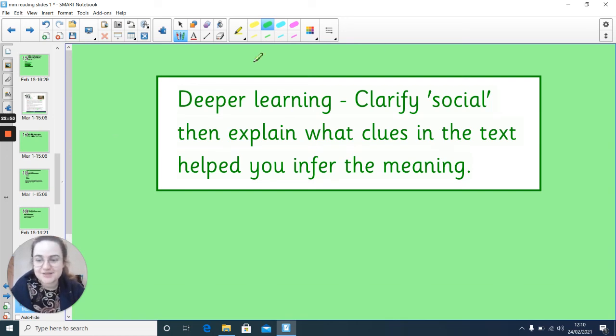And once you've done that, you are sorted for today's reading lesson, Year Ones. It was a really tricky one, so well done, brilliant perseverance. I'm really impressed and I can't wait to see what definitions you have come up with.